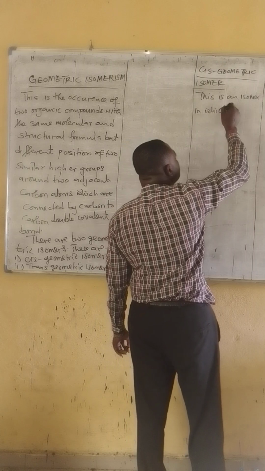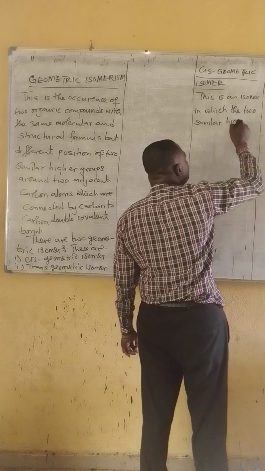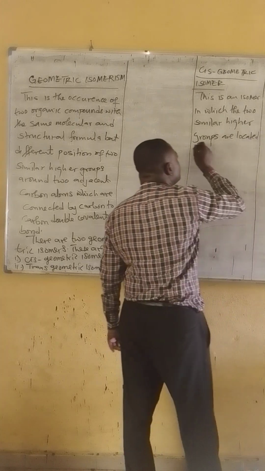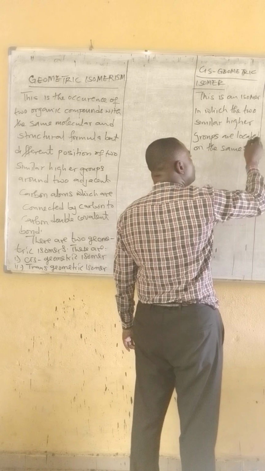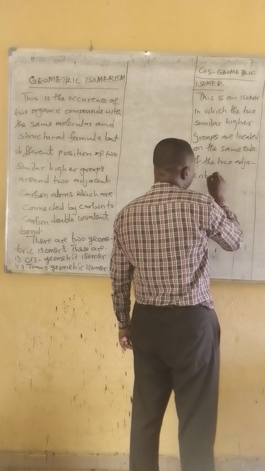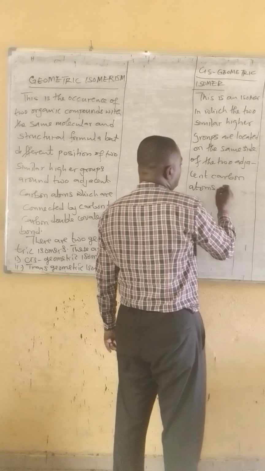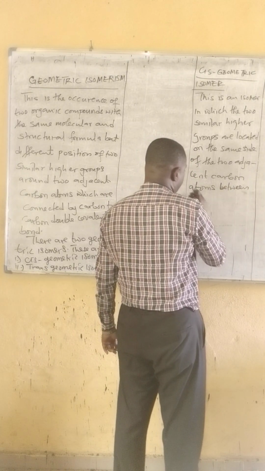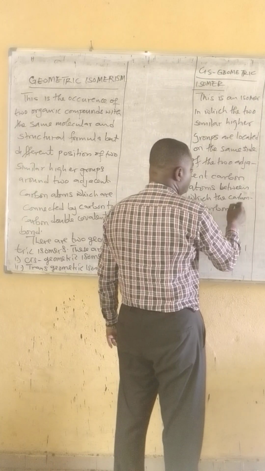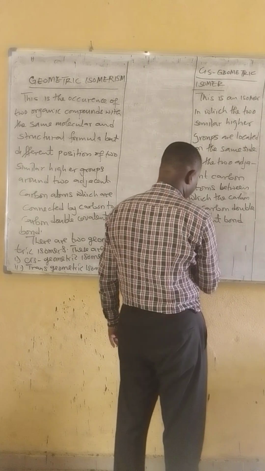Cis geometric isomer is an isomer in which the two similar higher groups are located on the same side of the two adjacent carbon atoms, the two adjacent carbon atoms between which the carbon to carbon double covalent bond exists.